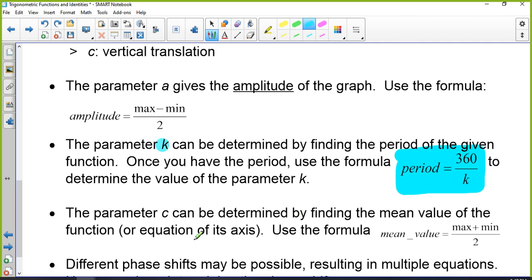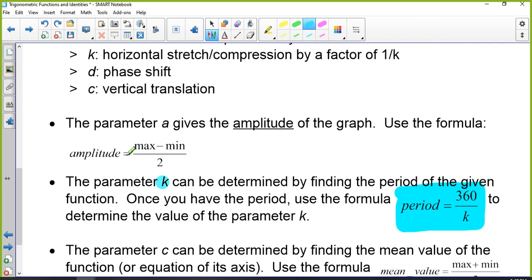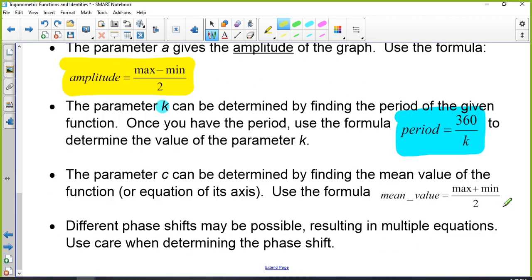The c parameter. The c parameter and the a parameter both can be calculated very easily using the maximum and minimum points. If we have the maximum and the minimum, the amplitude is given by maximum minus minimum divided by 2. And then the c parameter is the same thing as the mean value. We can figure out the c parameter by doing max plus min divided by 2.